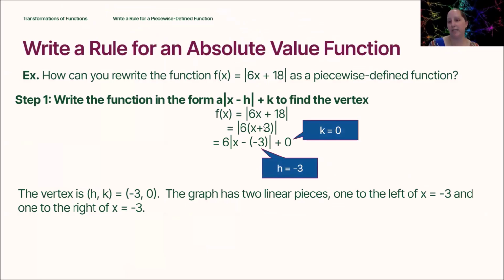So I start with 6x plus 18. I can take a 6 out of both 6x and 18, which gives me 6 times x plus 3. And then I can rewrite the plus 3 as minus -3. My h value is -3. My k value is 0. h, k is my vertex. So the graph has 2 linear pieces, one to the left of x equals -3 and one to the right of x equals -3.